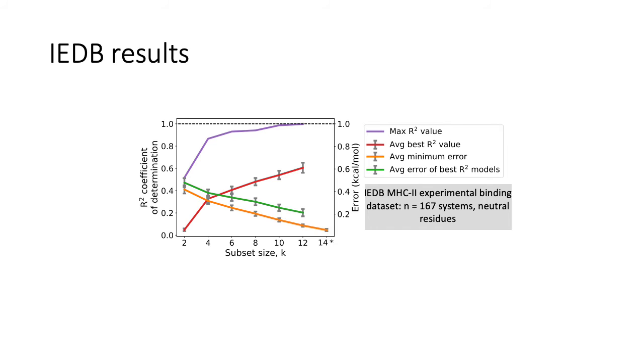This is the Gaussian process regression results for experimentally determined binding affinities from the IEDB data set. What we see is that the average R squared value is relatively reasonable, but it's very low compared to the maximum R squared value. So some predictions we're doing really well, but whenever we average them out, they're lower. One of the questions we asked is why is our average value so much lower than our max?